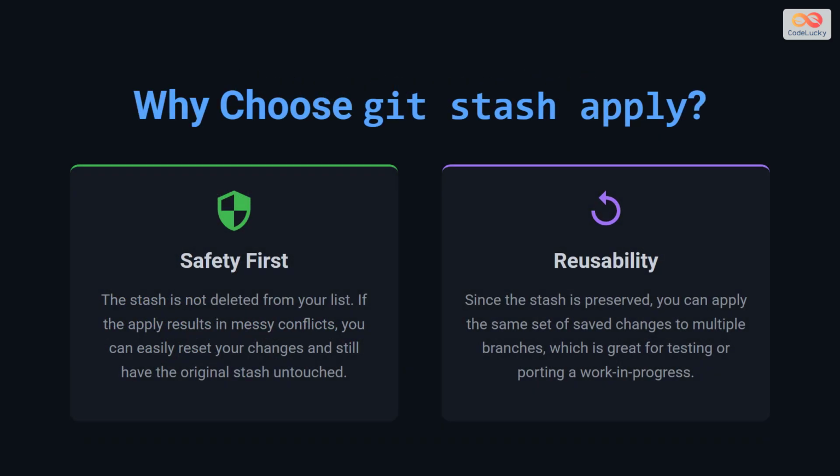The main benefit of using apply is safety. Because the stash isn't automatically deleted, you have a safety net. If you apply the changes and run into unexpected problems or conflicts, you can easily reset and your original stash is still safe and sound. It's also great for reusability. You can apply the same stash to several different branches, which can be very useful.